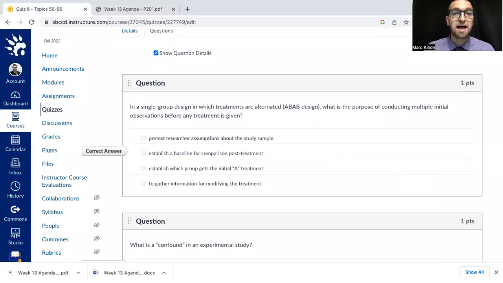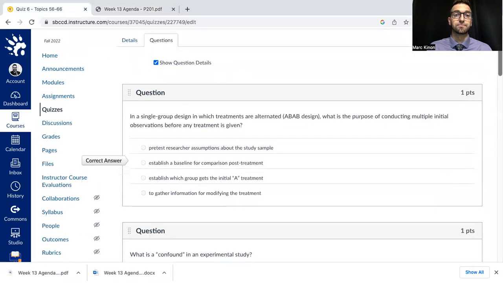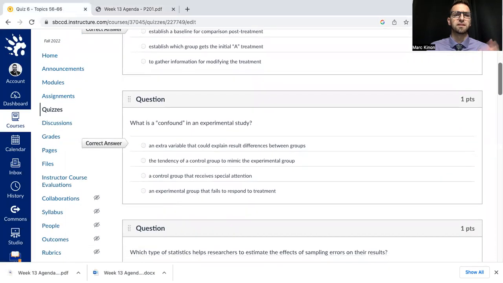In a single group design in which treatments are alternated, AB-AB design, what is the purpose of conducting multiple initial observations before any treatment is given? To establish a baseline for comparison post-treatment. Okay, I'm not going to go into that.